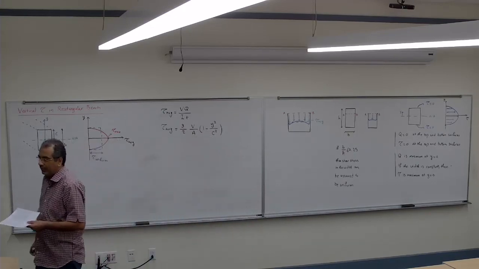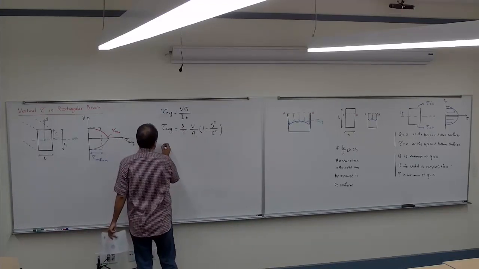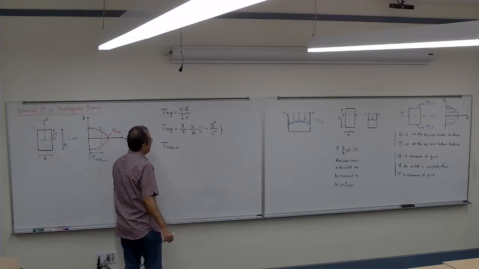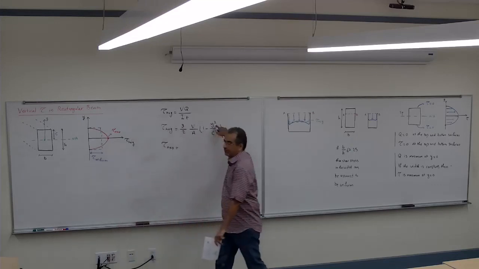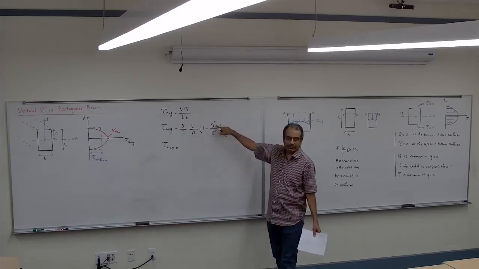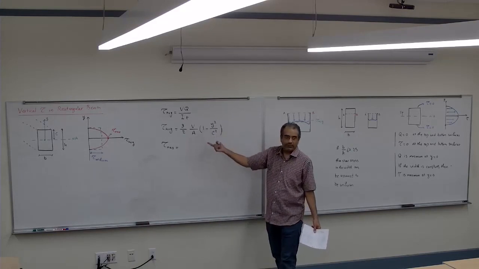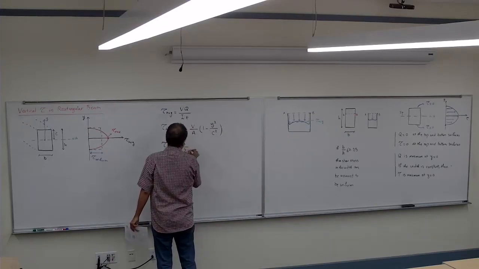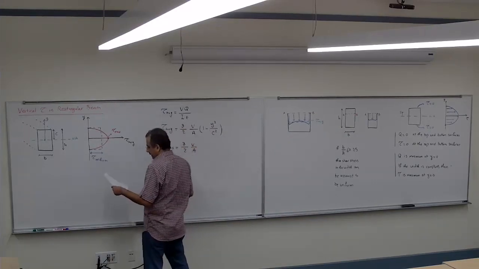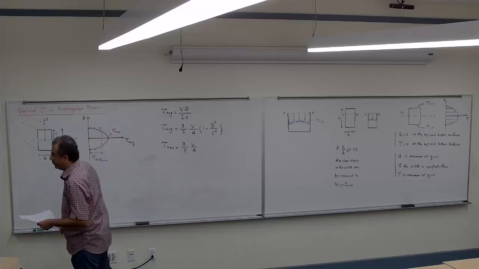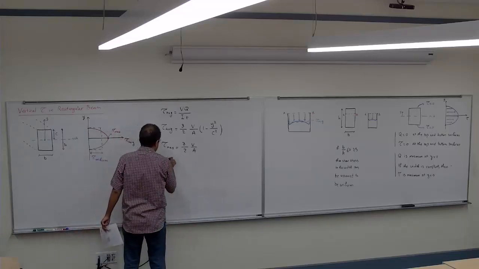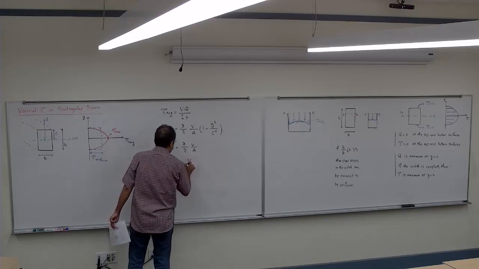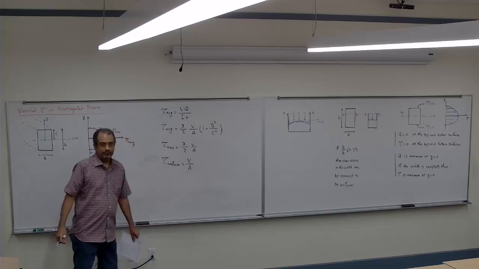Then if I want to know how much is the maximum tau, the tau max happens when the y is 0, correct? If I put the y at 0, it's going to be 1.5 of the V over A, so it's going to be 3 over 2 V divided by area. And then the tau uniform is the one that we calculated before, V divided by area.